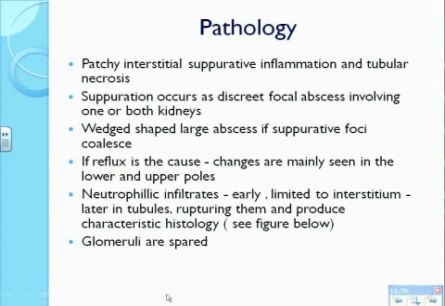Okay? If reflux is a cause, then you basically need to do a reimplantation surgery, which is what we do on children. These are big procedures, not small, and require a general anesthetic. And these kids tend to do well, but it's not a small operation. You need to get a special urologist to do that. You also will see neutrophilic infiltrates early, and then eventually rupturing of the actual tubules themselves, causing extensive damage to the kidney.